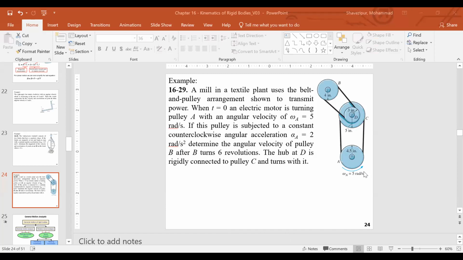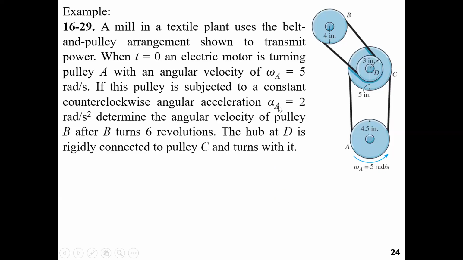So in this example, as you see, you have a set of pulleys and belt. It says when t is 0, at the beginning, it doesn't start from rest. Pulley A has an electromotor that rotates it at 5 radians per second. All the radii are given here: 4.5, 5, 3, and 4. And it says the pulley has a constant angular acceleration of 2 radians per second squared. You want to see how much is the angular velocity of B after B rotates 6 revolutions.